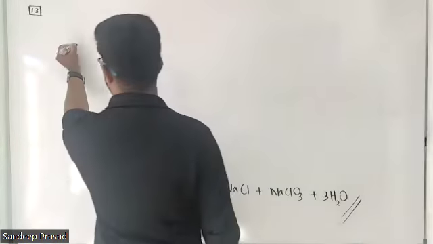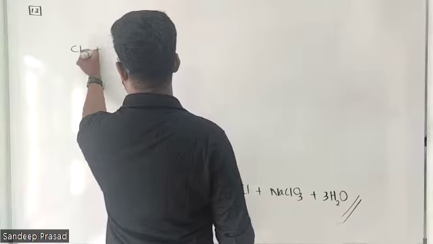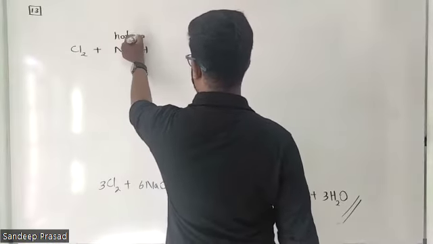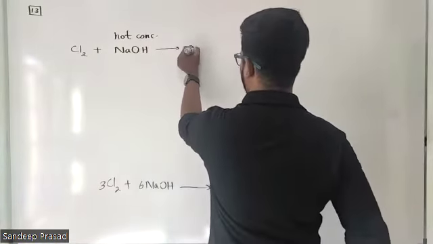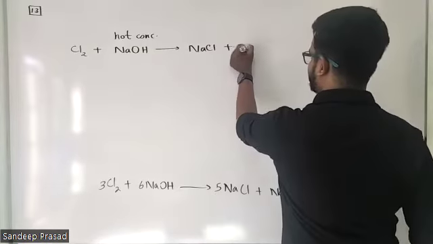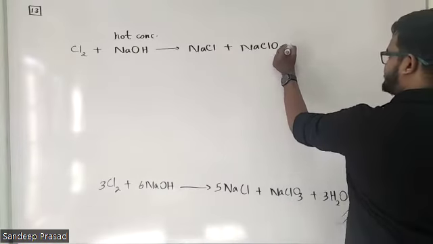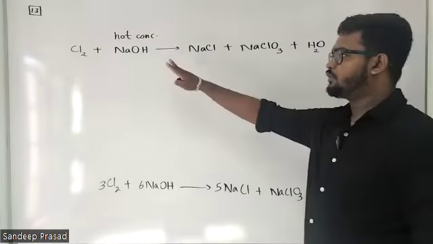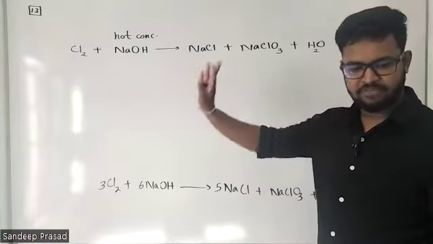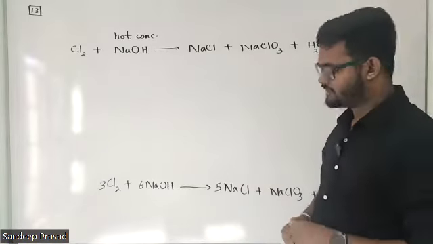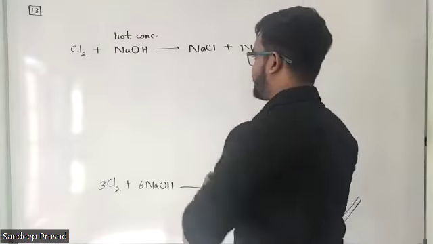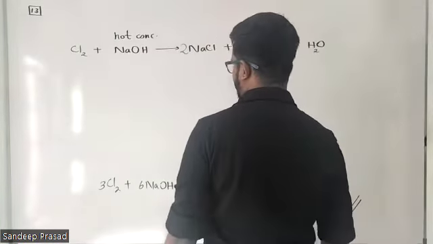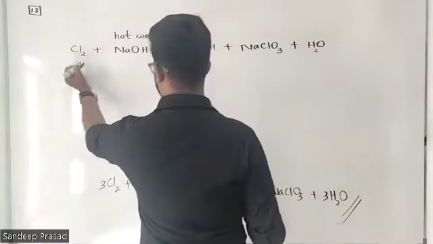Look at this one. So the reaction is chlorine reacting with sodium hydroxide, hot concentrated sodium hydroxide to produce sodium chloride, sodium chlorate plus water, H2O. Now I'm not going to add another chlorine molecule. So let me keep the chlorine molecule as it is, right? Then we can write down there are two chlorine atoms. Then we can put here 2 here and 0 minus 2.